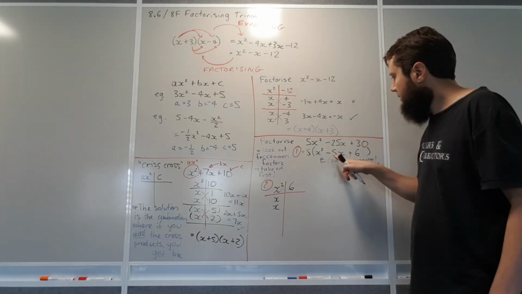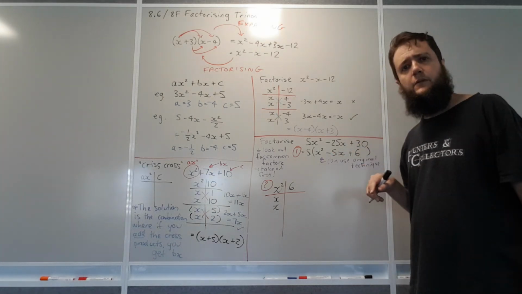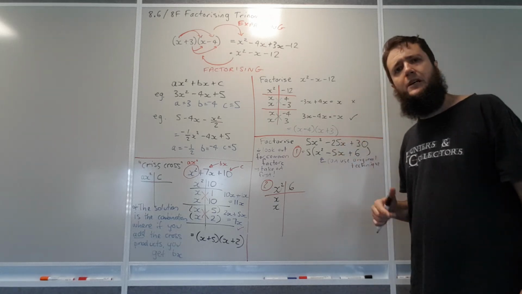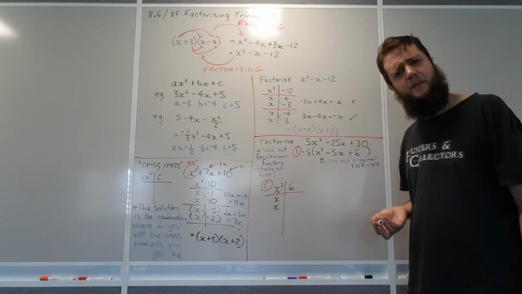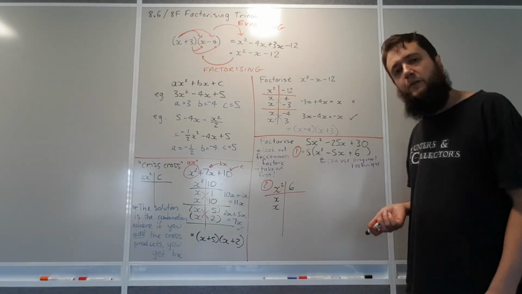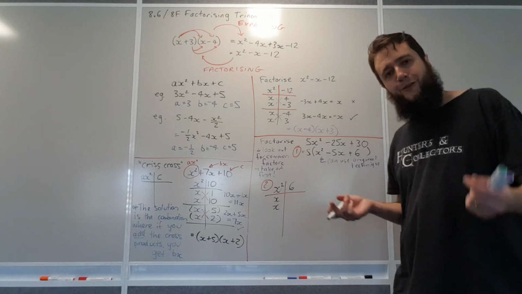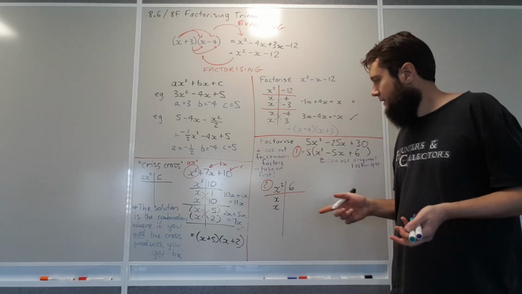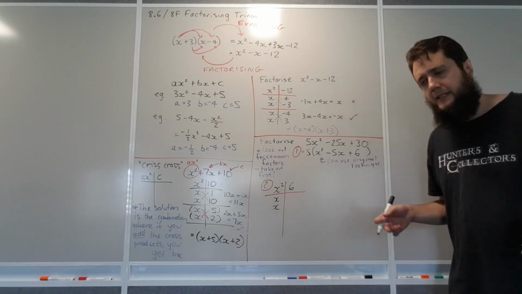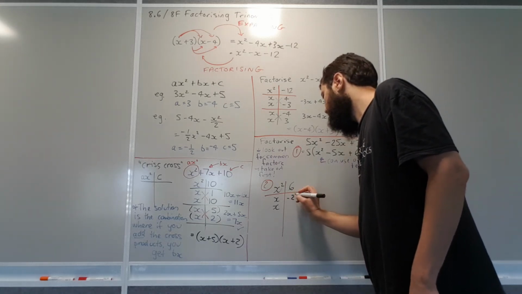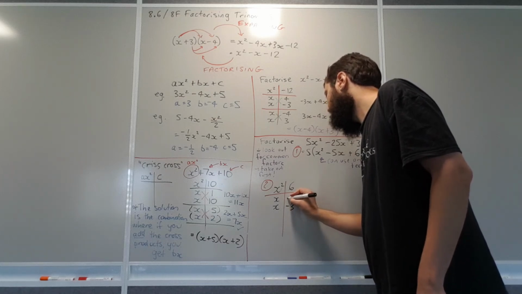Tricky one. Notice how the bx component's negative. How can that possibly be? What can multiply together to give 6 that involves negatives? I'm hoping some of you get the idea that if you have 2 negatives, you can get a positive. It's going to be 2 negatives. So 2 negative numbers to multiply to give 6. Let's try 2 and 3. Negative 2 and negative 3.